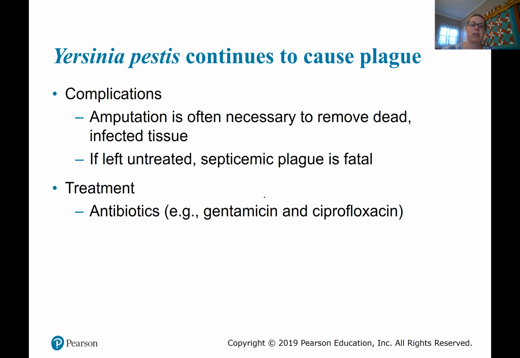I mentioned amputation. Septicemic plague is fatal if it is not treated. Gentamicin and Cipro, remember that antibiotic that we did the antibiotic product sheet on? Those two are good choices for antibiotics for Yersinia pestis.